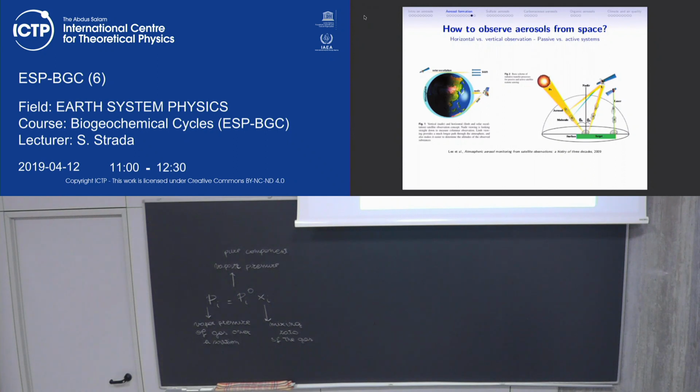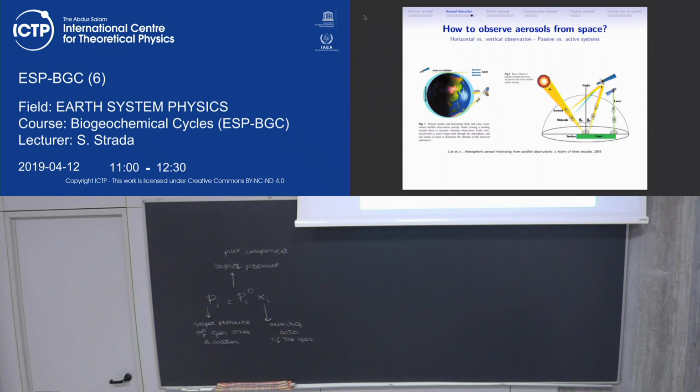So at the beginning, the best measurements were done over ocean or over areas where the vegetation is very thick, and so you have a low albedo, and then you can separate the scattering due to the surface from the scattering due to aerosols.